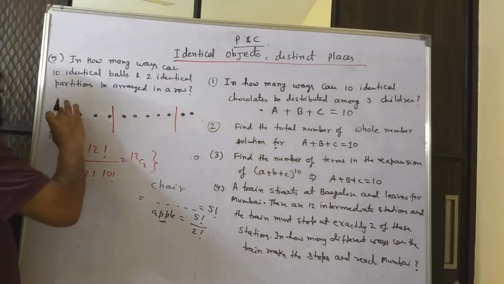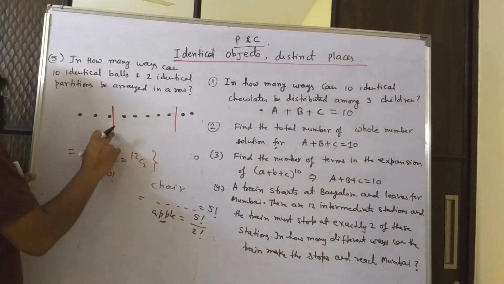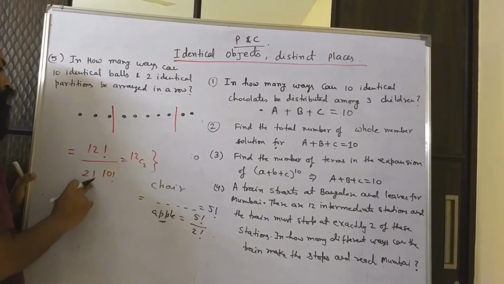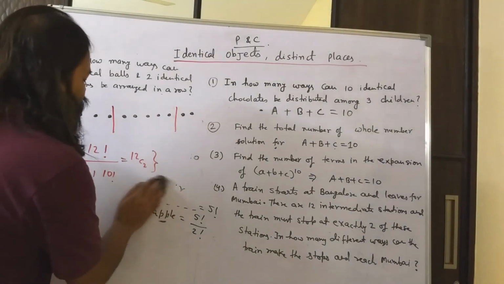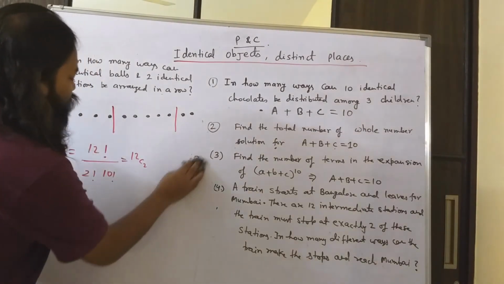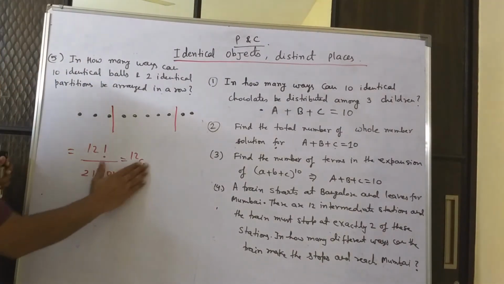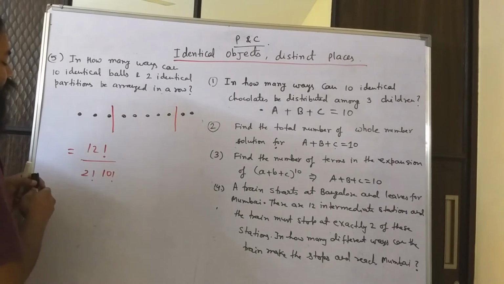Same thing here: 12 things, so 12 factorial; 2 partitions are the same, divide by 2 factorial; and 10 chocolates are the same, divide by 10 factorial. So we got the answer. So let us calculate this 12C2. So what is the answer? 12 factorial by 2 factorial, 10 factorial.